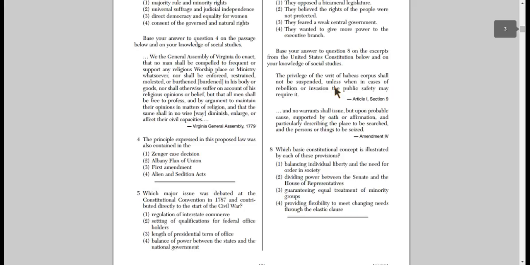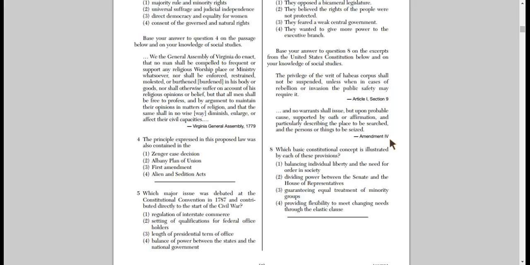All right, so question number 8, it says, base your answers to question 8 on the excerpts from the United States Constitution below and on your knowledge of social studies. So we have to read the question first. Which basic constitutional concept is illustrated by each of these provisions? So we're looking for a constitutional concept. All right, so from Article 1, Section 9, and we know that Article 1 sets up the legislative branch. The privilege of the writ of habeas corpus shall not be suspended unless when in cases of rebellion or invasion the public safety may require it.